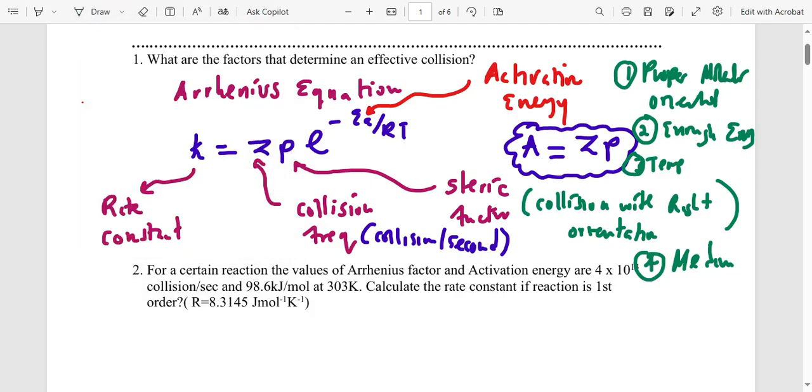Is there anyone that is having a question? Anyone that is behind? Anyone having a question? Okay. I hope we are okay. Please, if you are not, feel free to ask. Let's go to question 2.